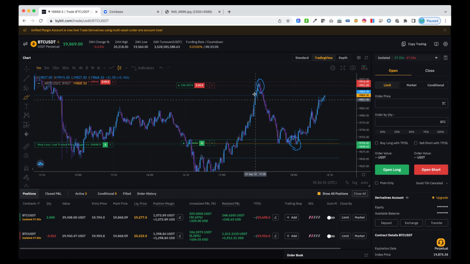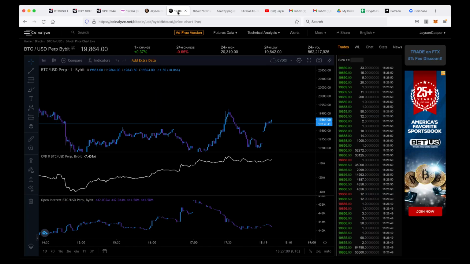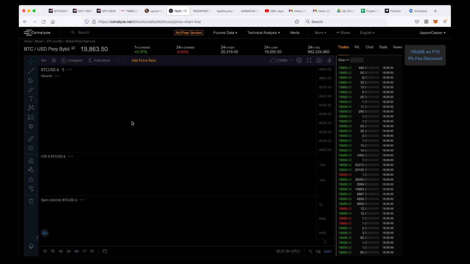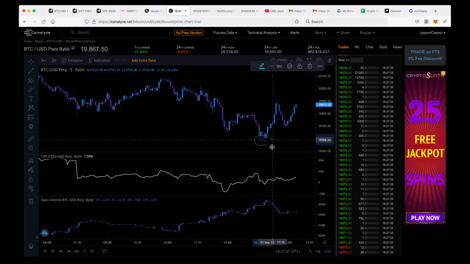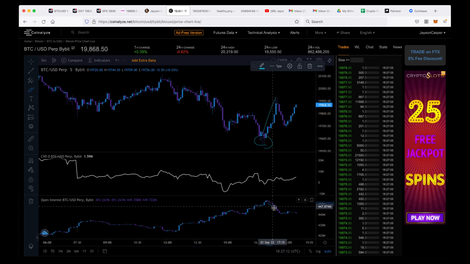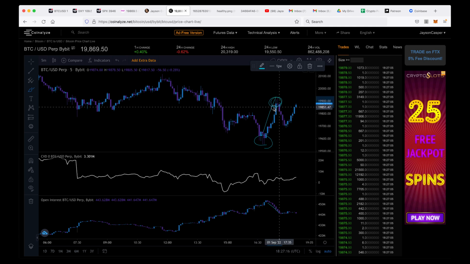Now, when we came up to this area of resistance, I want to show you what we saw on the chart, because this will help you be able to identify areas where you can look for a trade. What did we see? On coinalyze.net, we saw that this bounce right here was primarily a short squeeze, because we could see that the open interest was decreasing big time as we came up into this area of resistance.